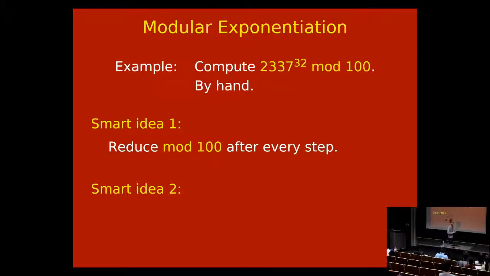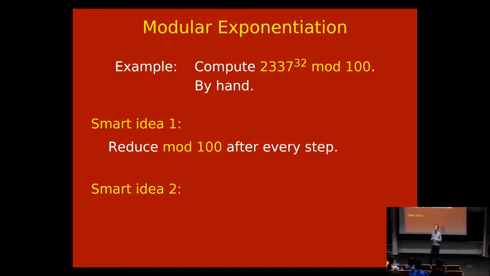Good thing we did it in this order. Somebody suggest another good idea? You can find a number such that 2,337 to that number is 1 mod. Okay. Well, I'm not sure how that will help. It's not so clear that that will help. I mean, first of all, how are you going to do that? But second of all, actually, we're going to talk about this idea later, but it's not what I was going for here.